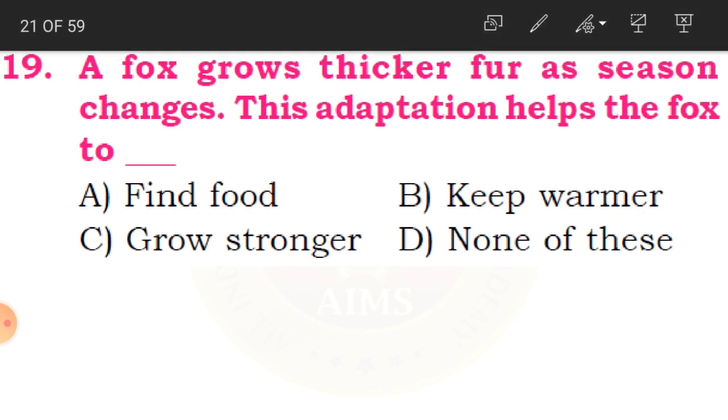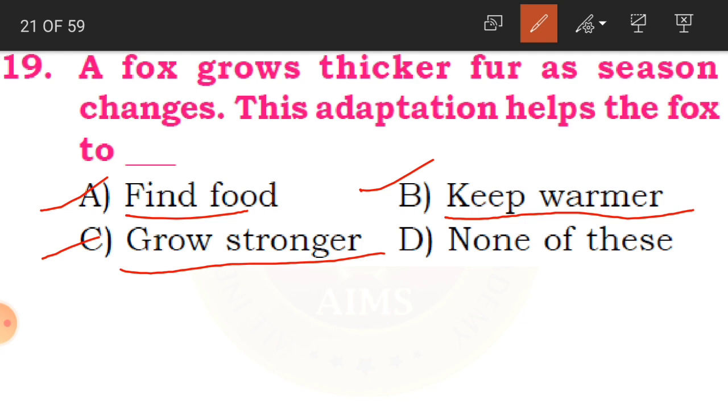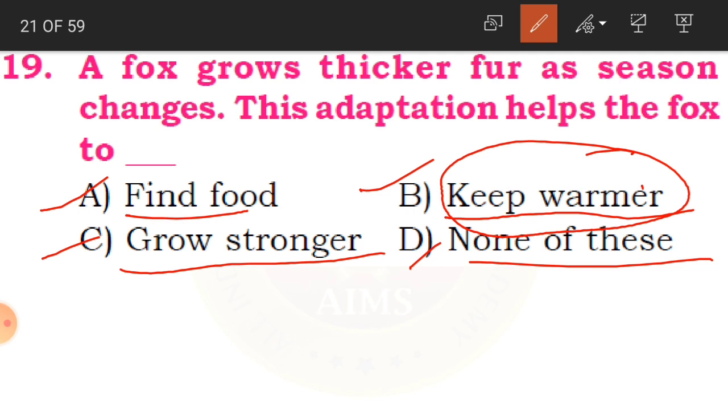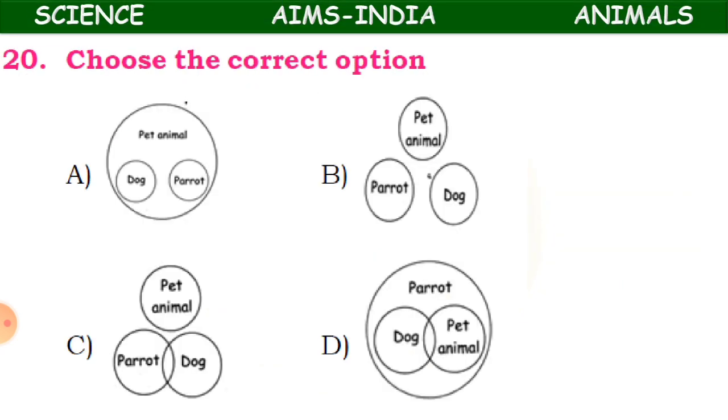To find food, A option. To keep warmer, B option. To grow stronger, C option. None of these, D option. So which one is the correct one? Its fur grows thick to keep itself warm in the winters or any other season. Whether it is growing thick to keep warm, or growing thin to protect from the heat. So B option is the correct answer. Clear, children?